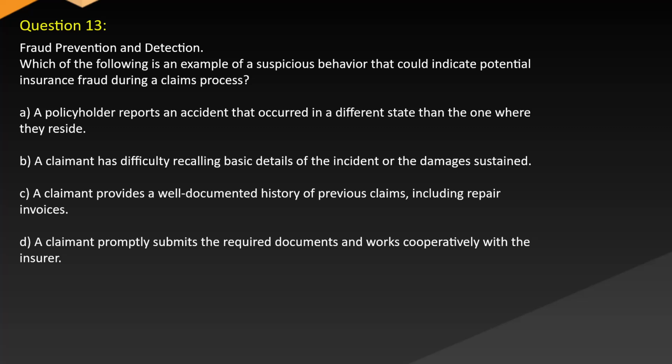Which of the following is an example of a suspicious behavior that could indicate potential insurance fraud during a claims process? A. A policyholder reports an accident that occurred in a different state than the one where they reside. B. A claimant has difficulty recalling basic details of the incident or the damages sustained. C. A claimant provides a well-documented history of previous claims, including repair invoices. D. A claimant promptly submits the required documents and works cooperatively with the insurer.